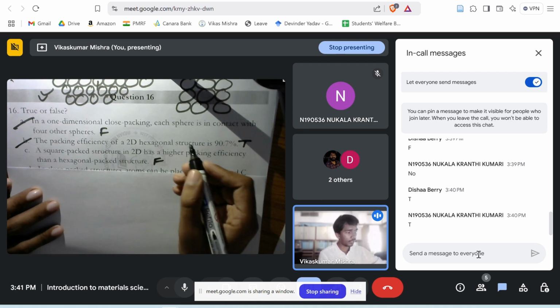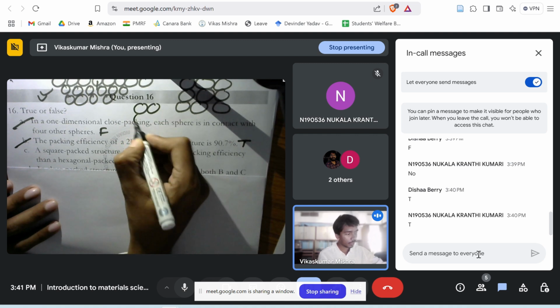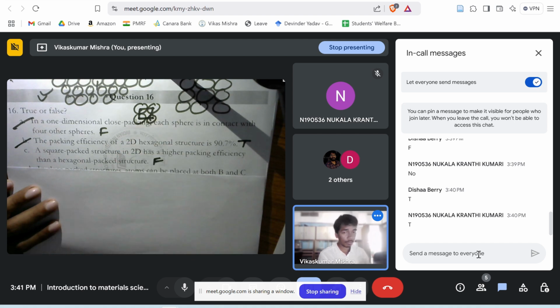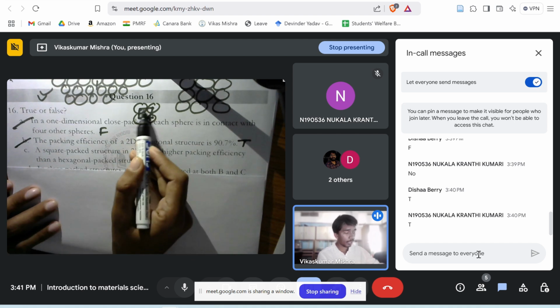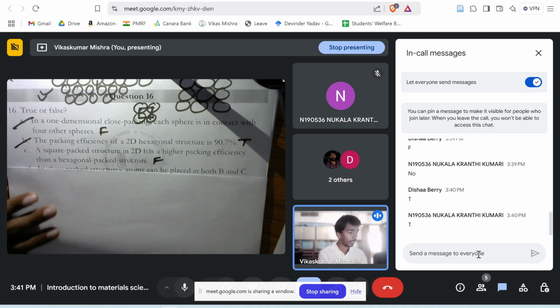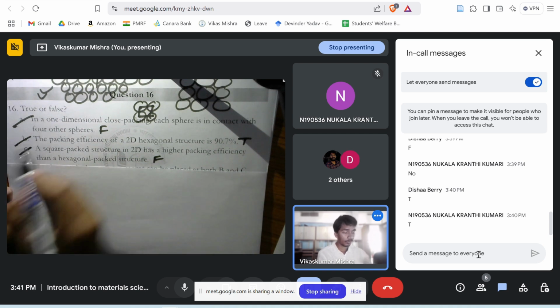So the square-based 2D will not give you the maximum packing. You can always make a square and a circle and calculate its packing fraction. The total area of the square divided by the area covered by the circle. You will do that and you will find that it is far less than 90. You can take it as homework and cross check it.